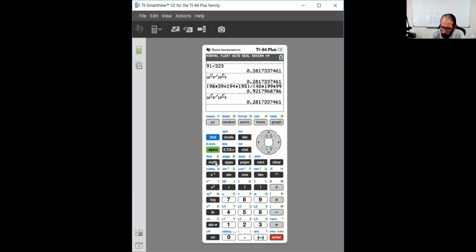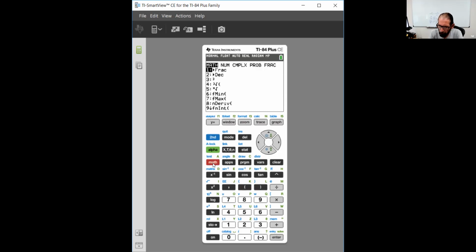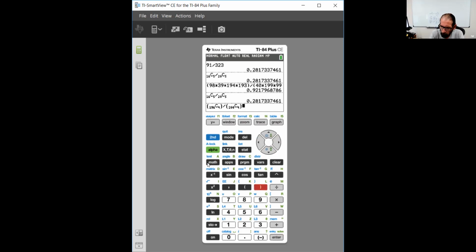Remember how we get to combinations. Type your n value first. So let's see, we had 196C4. Press the math key, over to the probability submenu, and third choice. r was 4. Divide that by 200C4. And again, we're getting 0.9218.